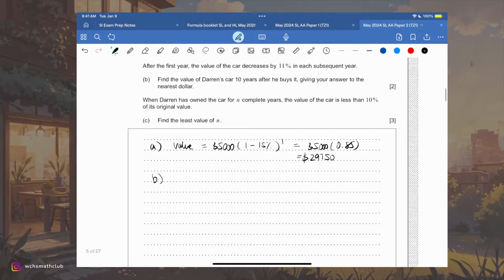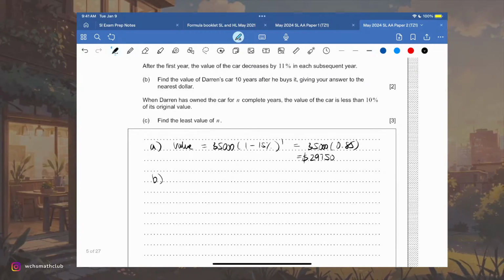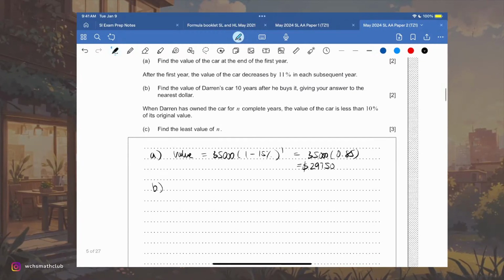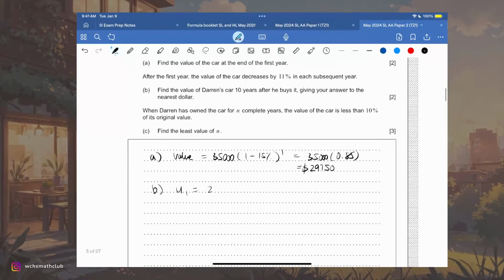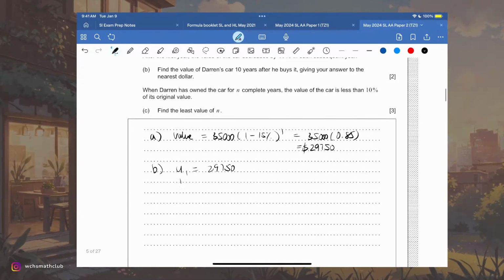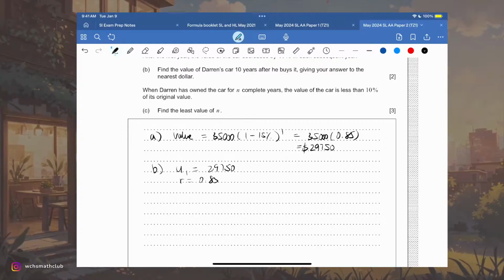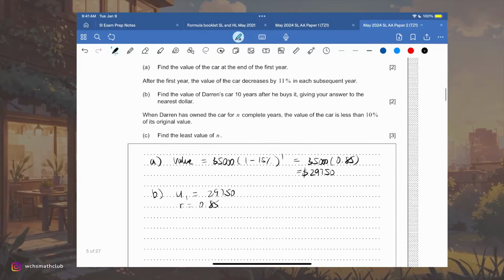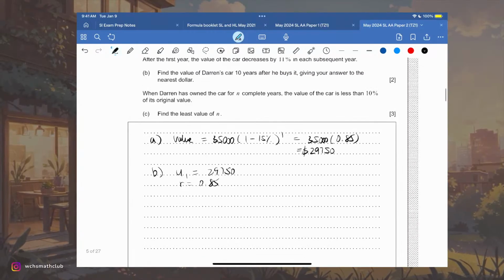So for this we can use the concept of geometric series. We know that u1, which is the first term in this series, equals 29750 from part A. And then we know the common ratio r is 0.85 because that's the rate of decay for the price of this car. And now what we're asking is what is U10, so the 10th term.